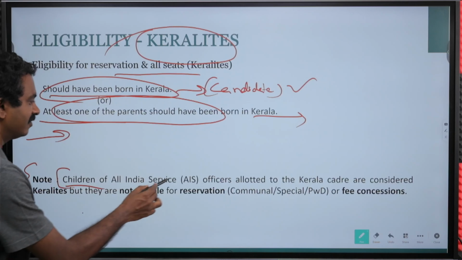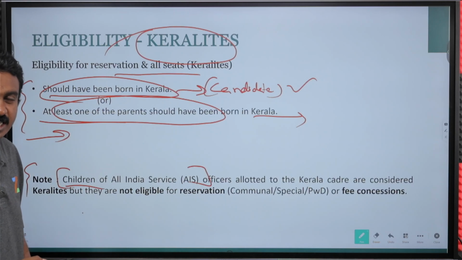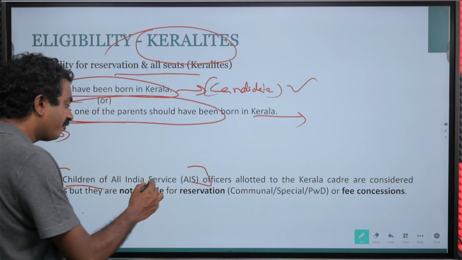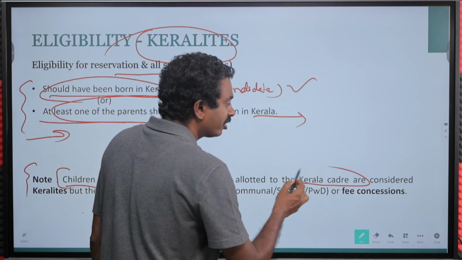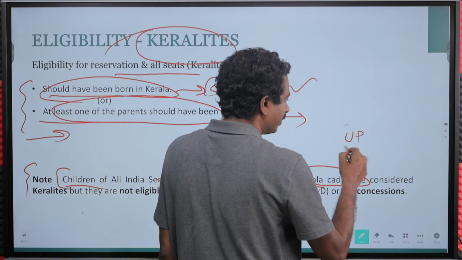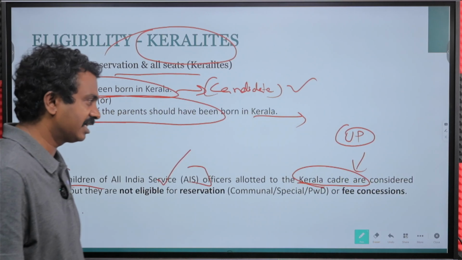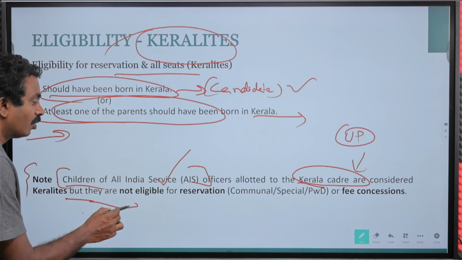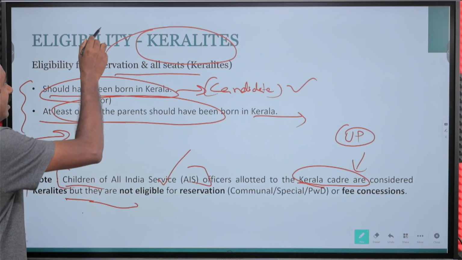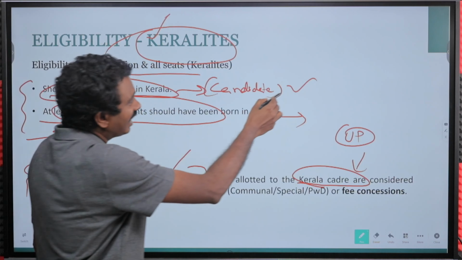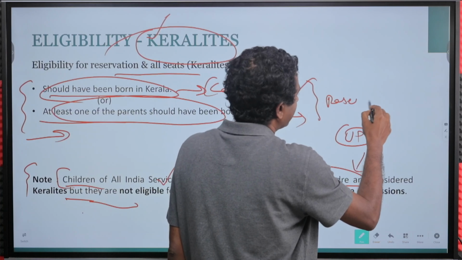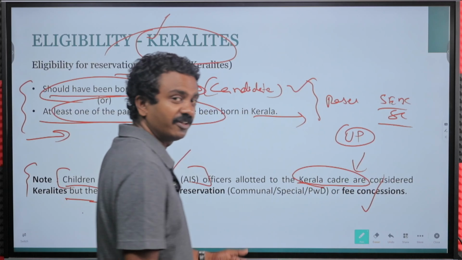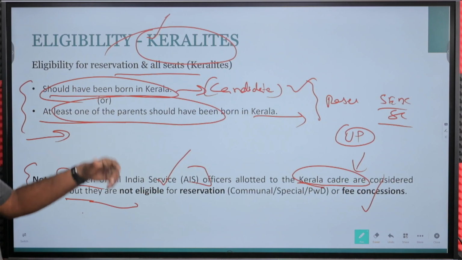Children of All India Service. If your parent is in the All India Service, like the Indian Administrative Service, IAS, IPS, etc., and you are allotted to the Kerala cadre, you might be from Uttar Pradesh, but you are allotted to the Kerala cadre as an IAS, then you are eligible. You will be considered as a Keralite. But Keralites have reservation, like SEBC, SC, ST. You won't have that reservation if you belong to this particular set, but you are still considered as Keralites.